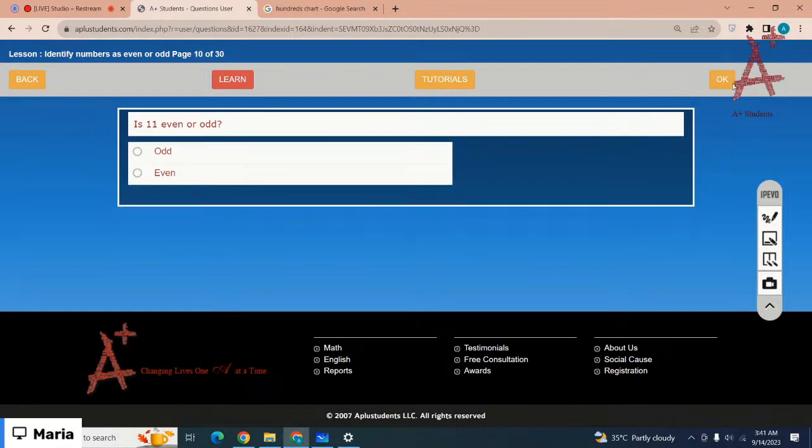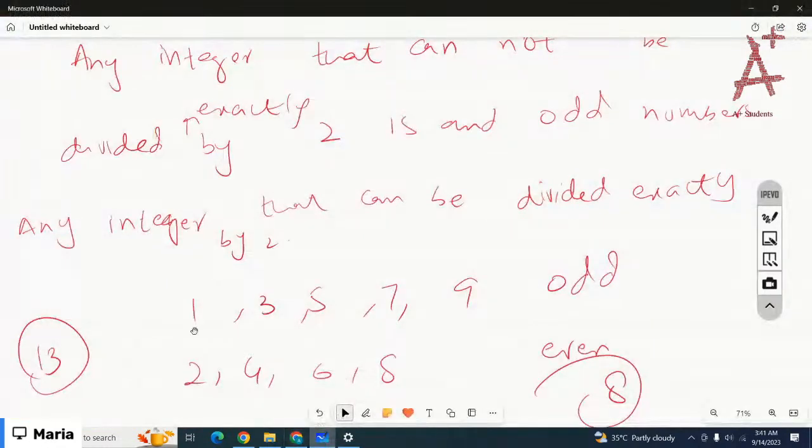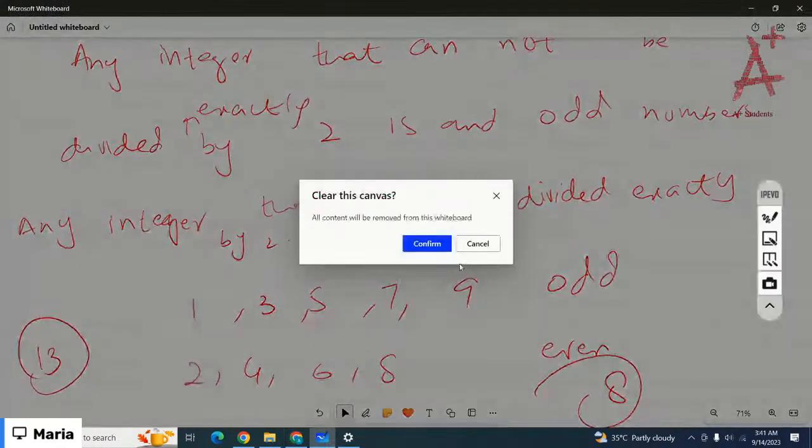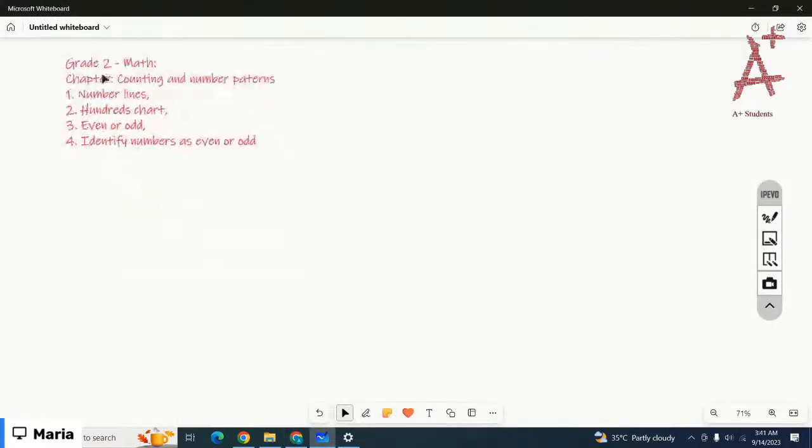Okay, is 11 even or odd? Very good, that would be an odd number, right? Okay, you can complete the lesson by yourself. That is your homework. We were working on grade 2 math. The chapter we're working on is counting and number patterns. The lessons we have covered are number lines, hundreds chart, even or odd, and identifying a number as even or odd, right?